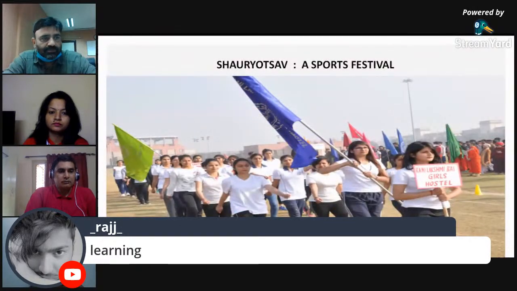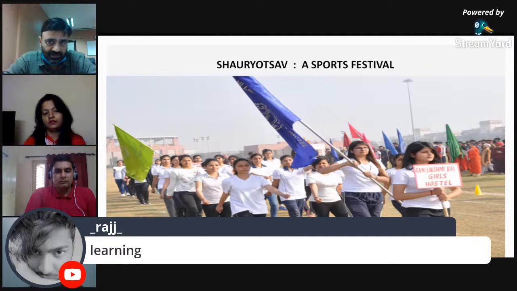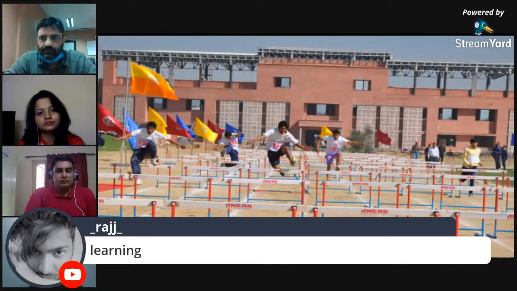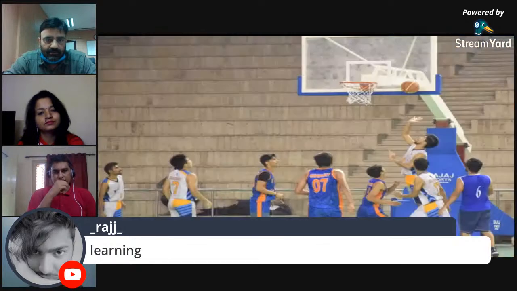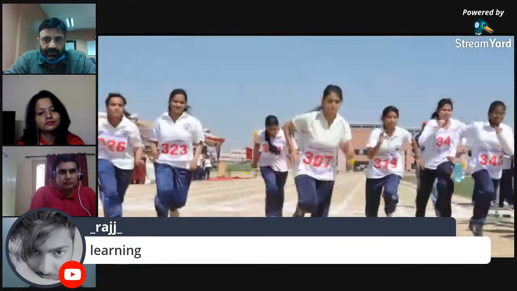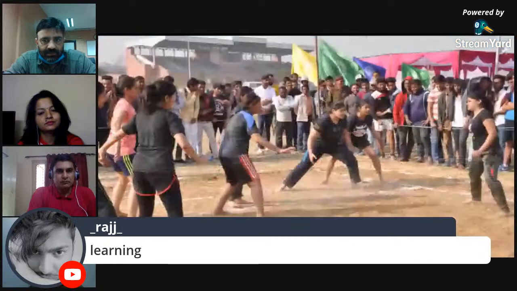Now this is Surya Utsav, which is part of our sports festival. In a year, in one semester we do the Surya Utsav, and in one semester we do the Abhivanjana. This is our main sports festival where students participate in all the games. So these are the different pics of our games also.